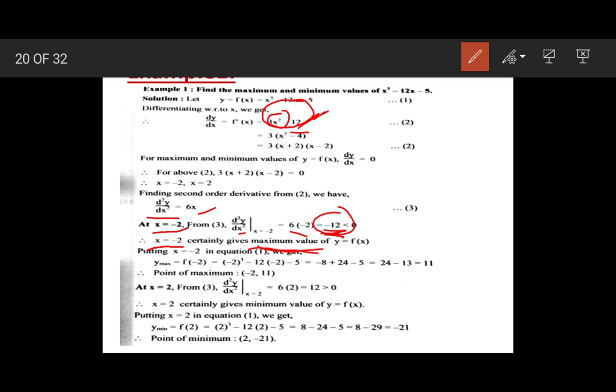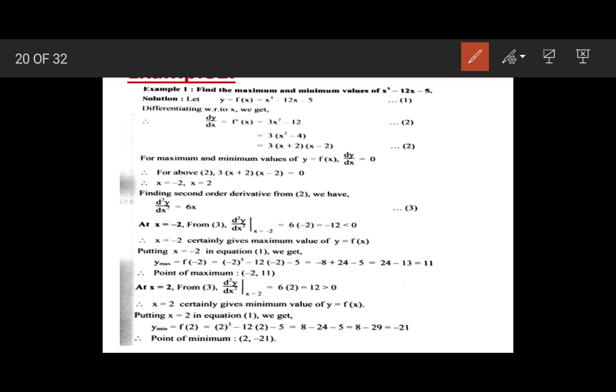Now let us find the maximum value. So we substitute minus 2 in the given equation. That will be minus 2 whole cube minus 12 into minus 2 minus 5. So that is equal to 11. So the point of maximum is minus 2: when x is minus 2, y will be 11.